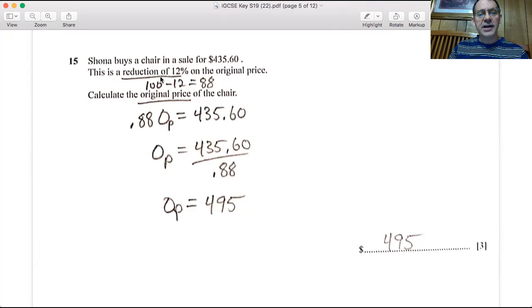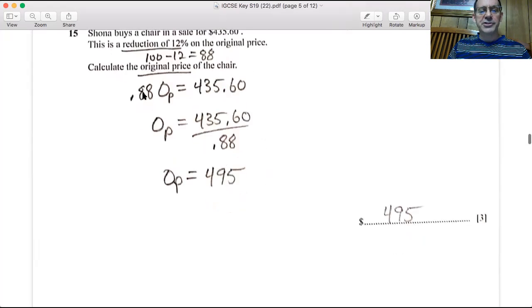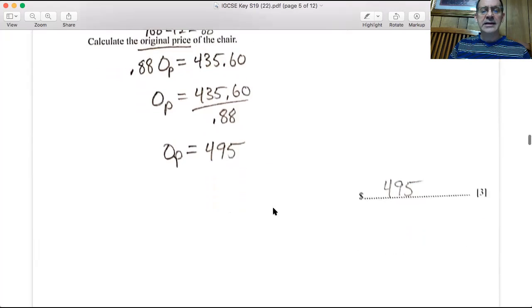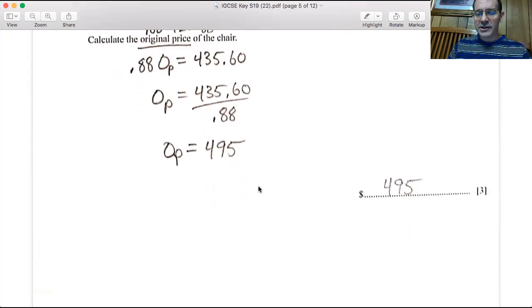So since this is a reduction, we're taking 100%, that's the original, and reducing it by 12%. So 100 minus 12 is 88. So now we have 88% of the original price. I was just going to put O for original price, but it looks like a 0. So I put O subscript P for original price equals $435.60. This is what you got on sale for. So to find the original price, we divide by 0.88, and that gives us an original price of $495.